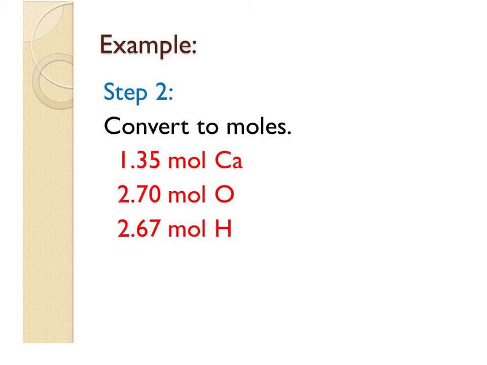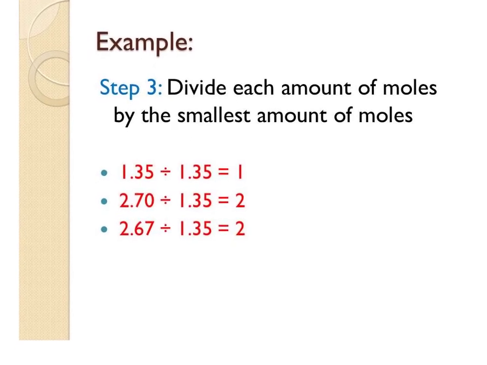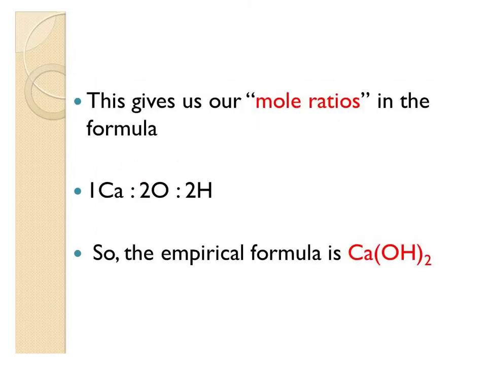So our mole conversions are here. We have our moles of calcium, moles of oxygen, and moles of hydrogen. Next thing we need to do is look at how many moles of each one we have, and we need to divide each amount of moles by the smallest amount we have. So if these are our amounts of moles, the smallest one in this list is 1.35. So that will be the one that we divide every other one by, because that is the smallest one in the list. So we divide all of these by 1.35. 1.35 divided by 1.35 is 1. The next one is 2, and then 2 again.